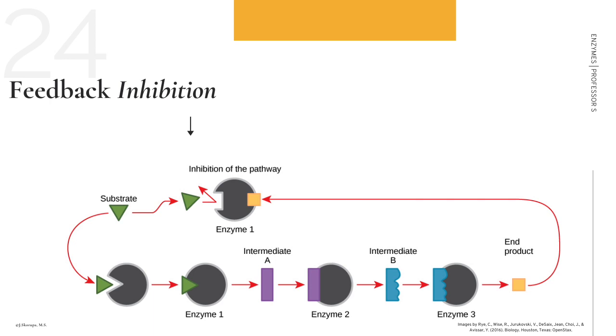Here, enzyme 1 binds the substrate, which creates intermediate A. Intermediate A acts as a substrate on enzyme 2, which creates intermediate B. Intermediate B acts as a substrate on enzyme 3, which produces our end product, the yellow square. The yellow square is the end of this metabolic pathway and will act as an allosteric inhibitor on enzyme 1, effectively shutting down this metabolic pathway.